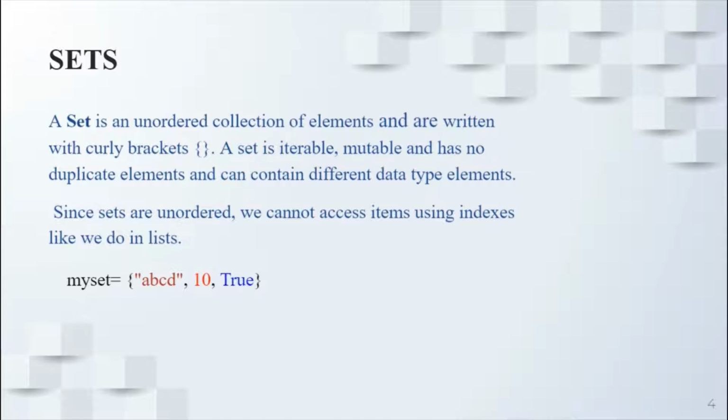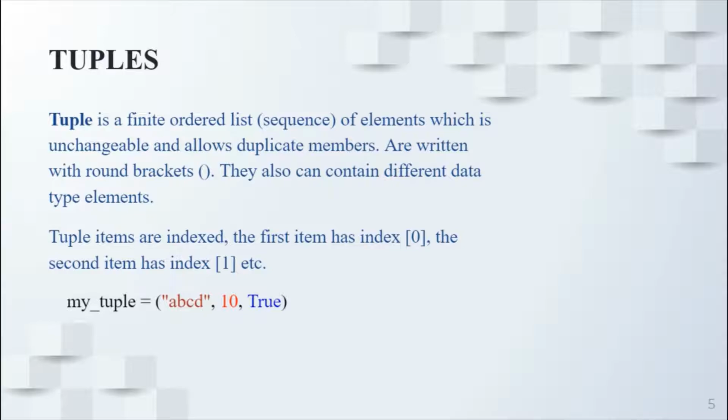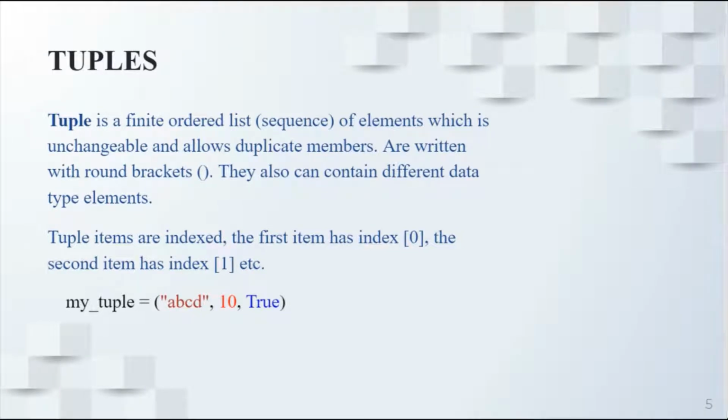Now next we have tuples. A tuple is a finite ordered list of elements which is unchangeable and allows duplicate members. They are written with round brackets. They can also contain elements of different data types. Tuples are indexed, and the first element has index 0 and the second element has index 1.